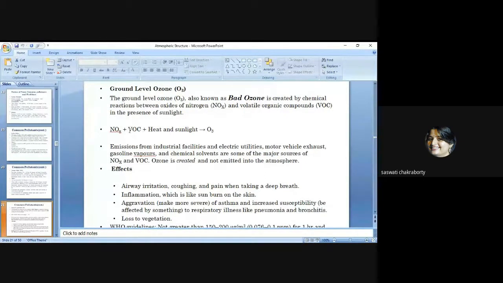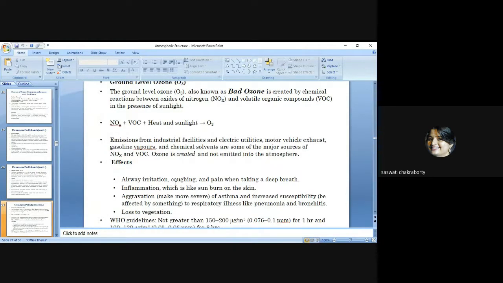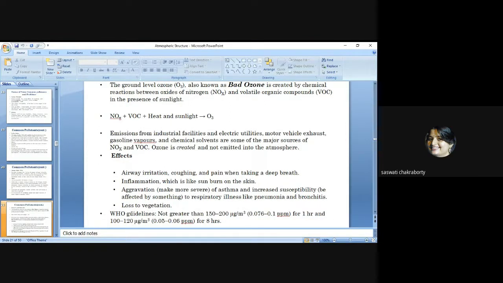Now, these volatile organic compounds and oxides of nitrogen are obtained from gasoline and motor vehicle exhaust, and ultimately they will affect the airway: coughing and pain in taking deep breaths, inflammation like sunburn, bronchitis and pneumonia, and loss of vegetation. Who has given a guideline? The World Health Organization has provided a guideline that not greater than 150 to 200 micrograms per cubic meter is accepted. It's a range actually, only that much is permitted.